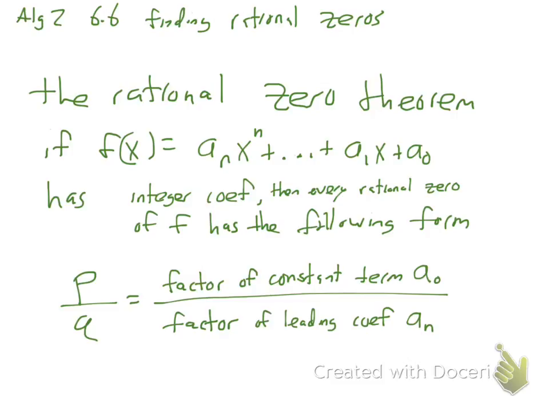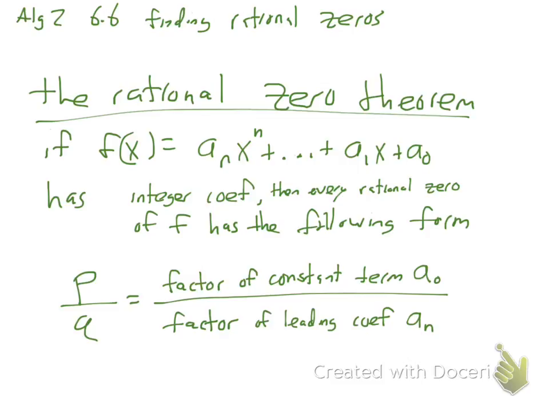I'll put a line underneath this. They said that if you're given a polynomial in standard form, where a sub n is your leading coefficient, n is the degree, all the way down to a sub 1 x plus a sub 0, your constant. If it's in standard form, then it has integer coefficients, then every rational zero of f has the following form. That means your zeros will be one of those terms from this little formula, let's say, or this list.